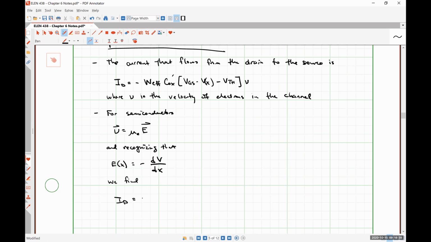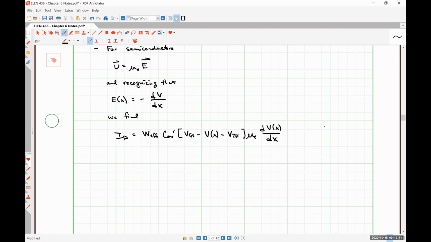We can now express our drain current as ID is equal to W effective Cox (VGS minus Vx minus VTH) mu E dV by dx. And we're going to rearrange this, do a little bit of calculus here.